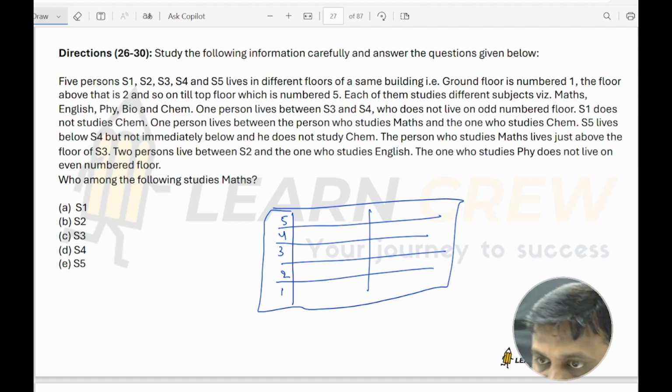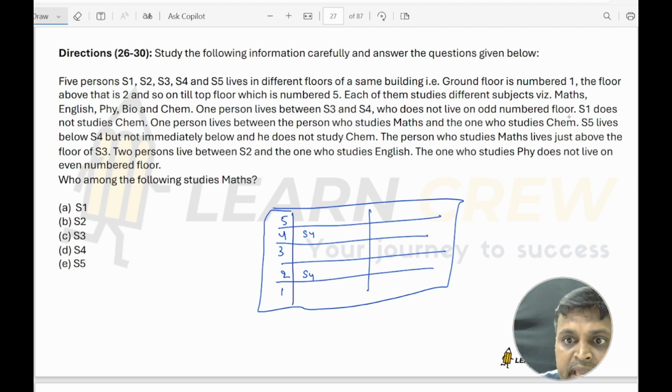S4 does not live on an odd numbered floor, so S4 must be on an even numbered floor. If I put S4 here, then I will get S3 here, with one person living between S3 and S4. S4 can be here, or I can also put S4 here. S4 is on an even numbered floor as per the first line.